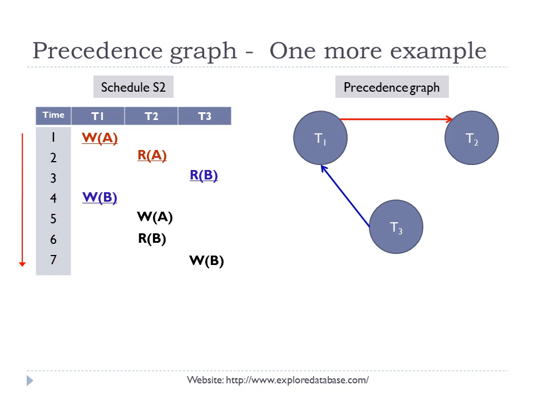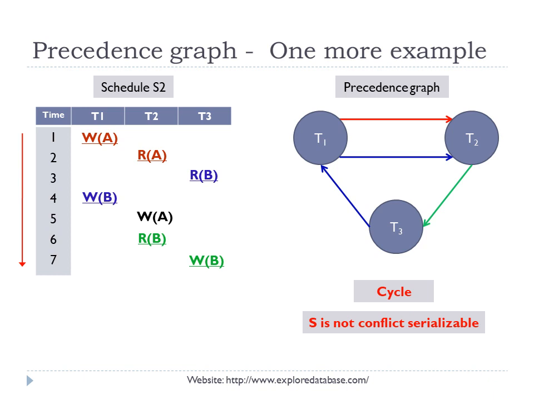Then we have a conflicting instruction between T1 and T2, the write B of T1 and read B of T2. We include one more edge between T1 and T2. One more conflict is there, read B of T2 with write B of T3. Hence we include an edge from T2 to T3. Now we finished with our graph, and if you look at that graph carefully, we have ended up with a cycle. Hence this schedule S2 is not conflict serializable.